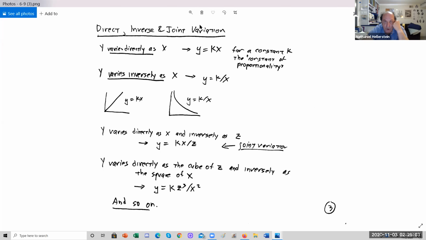Now here, joint variation is when you have more than one thing going on. Y varies directly as x and inversely as z. So y equals k, k is a constant, x in the numerator because it's varying directly, over z in the denominator because it's varying inversely. This is joint variation. Here's a more complicated one. Y varies directly as the cube of z and inversely as the square of x. So we have z cubed in the numerator and x squared in the denominator times k makes y, and so forth.